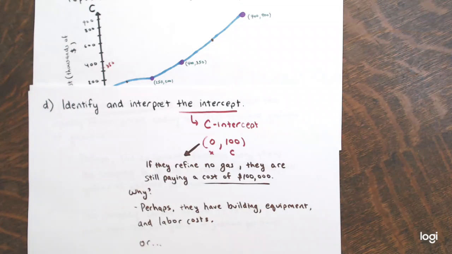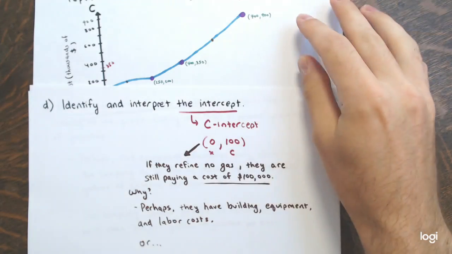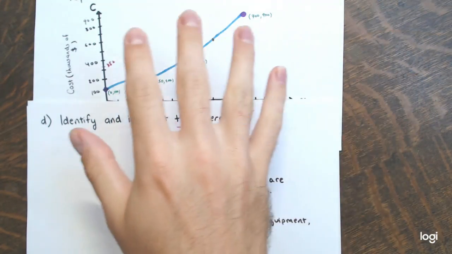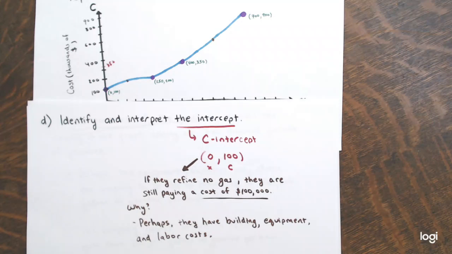But it has to make sense with the problem. I wouldn't say, oh, they rented a bouncy house for the employees that day and nobody refined any gas, and it cost them $100,000 to hire a carnival to come in. That makes no sense, right? Now that could have happened, sure, but it makes no sense based on the context of the problem. All I was given was this graph, no information outside this graph whatsoever.